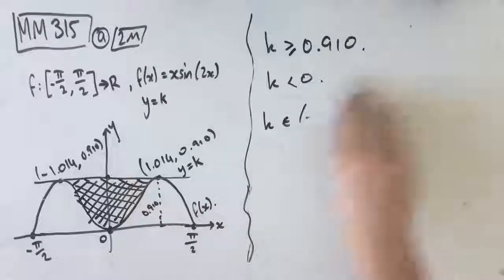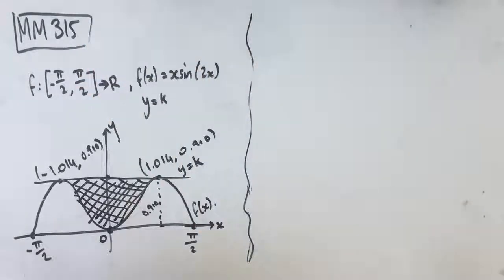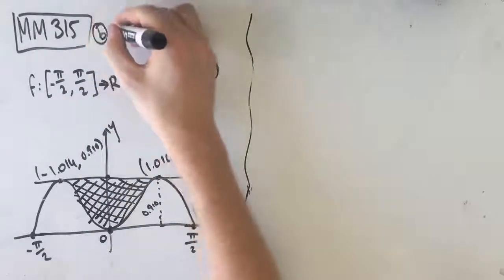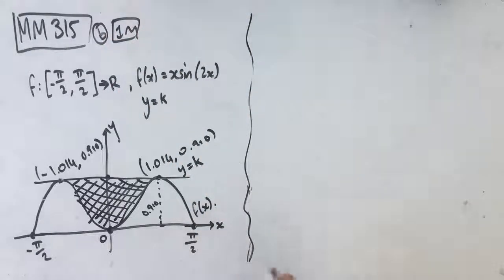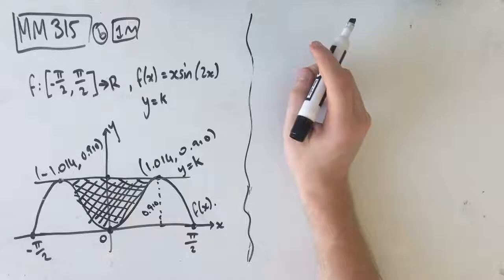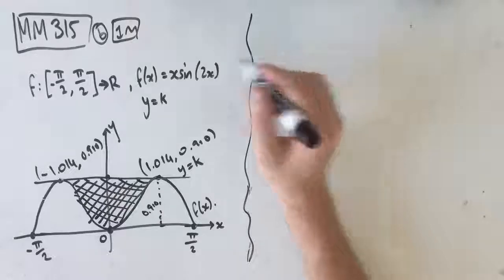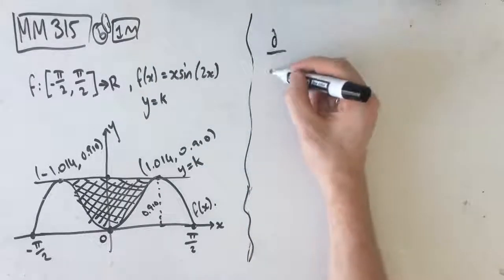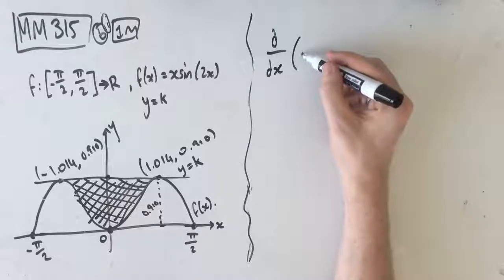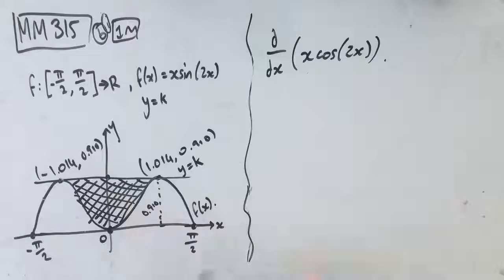Part B is simply a 1-mark question, which means we can use our calculator because we are allowed to use it in this question. So what I would do in this question is simply just plug this into your calculator. So part B says, let k equal a such that the equation f of x take k equals 0 has 2 solutions. And part I is 1 mark. Find d of dx of x cos of 2x. Awesome. Sweet. So I would just put this in my calculator.